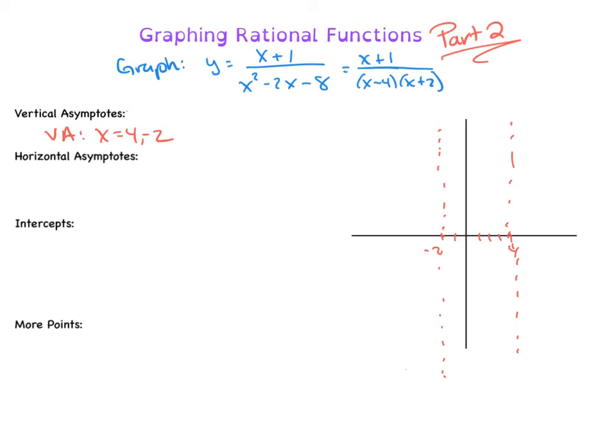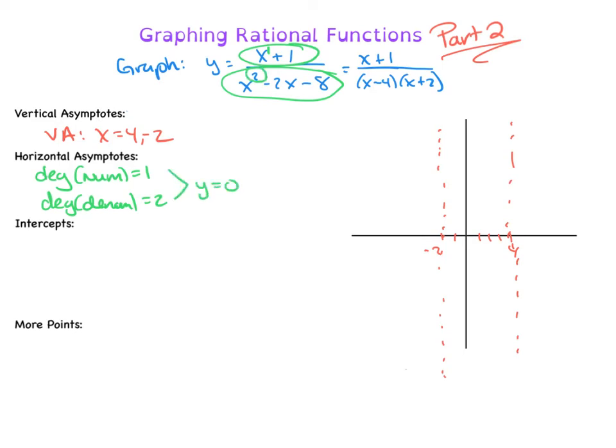Just like in the last examples also, the degree of the numerator and the degree of the denominator are what we're going to look at for our horizontal asymptotes. And since the degree of the numerator is smaller, it's only 1, than the degree of the denominator, which is 2, then I have y equals 0 as the horizontal asymptote. So we'll plot that in there. Great. Okay, let's find our intercepts.